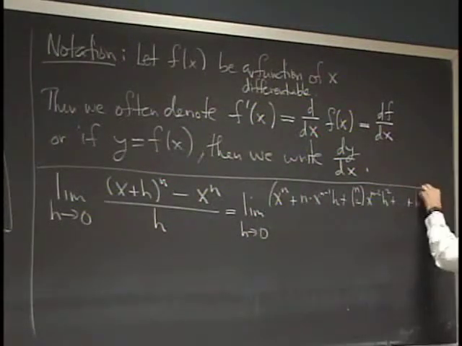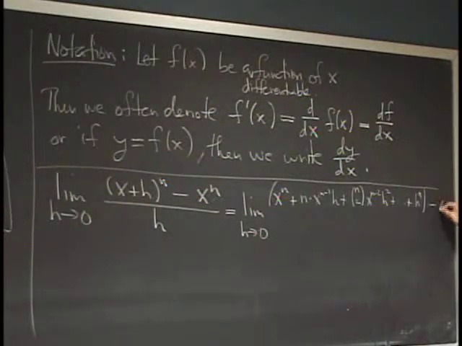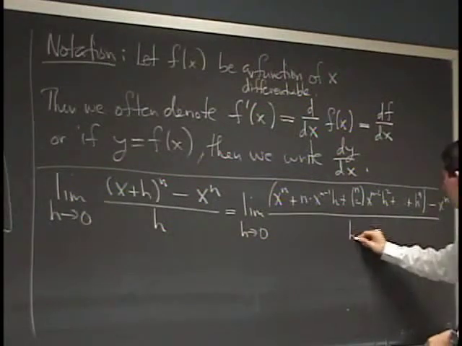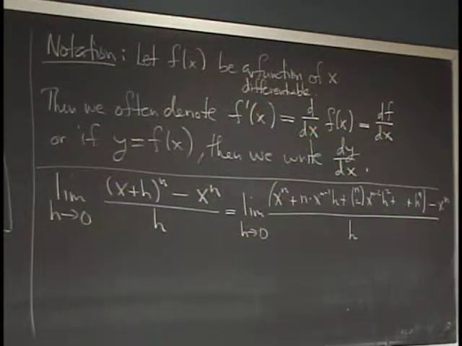Okay? You just keep getting higher and higher powers of h. And then we have this minus x to the n that we have to remember. See, the binomial theorem actually is useful somewhere. By the way, if you don't want to compute this, you can also write out Pascal's triangle.